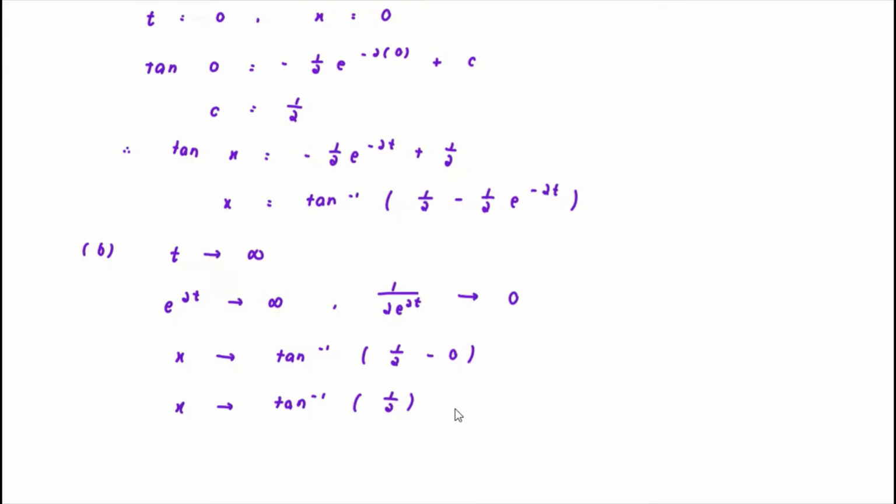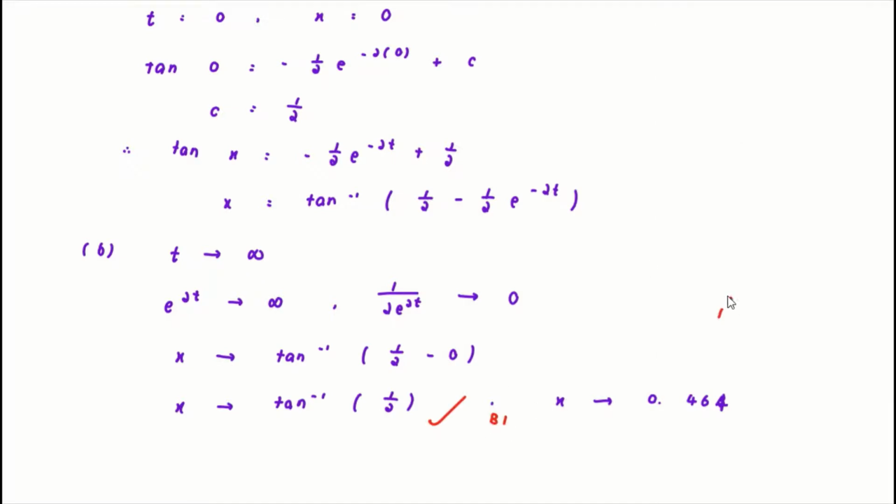But the question here is B1, so I believe if you continue to say x approaches 0.4636, they are still going to mark the first thing, which means the answer is given here. So this is your B1.